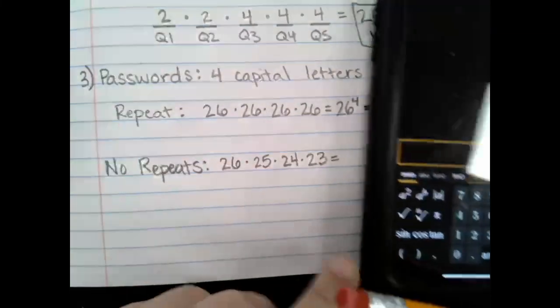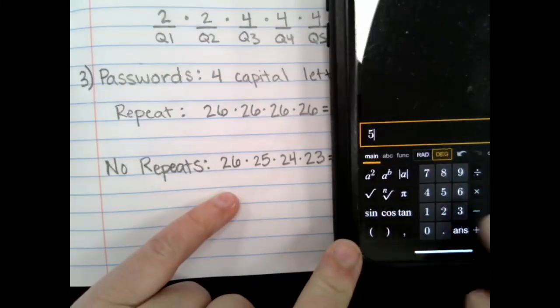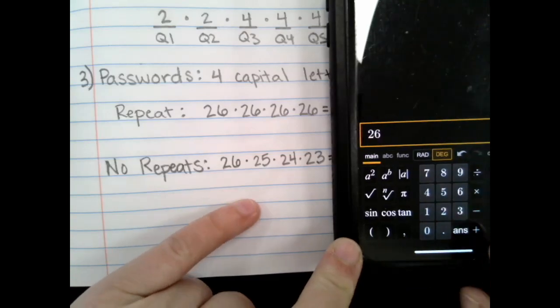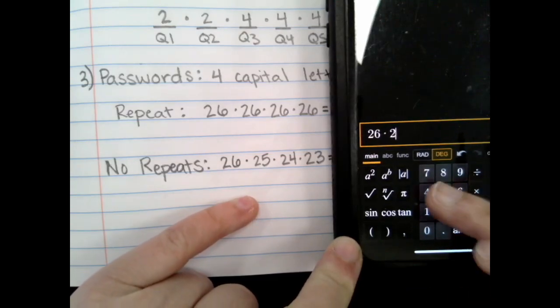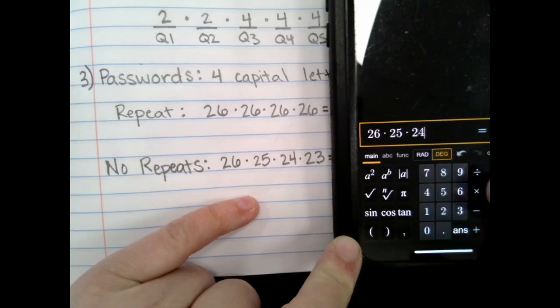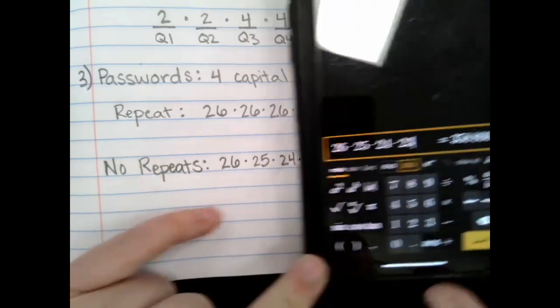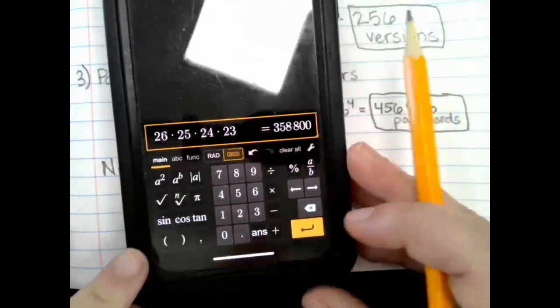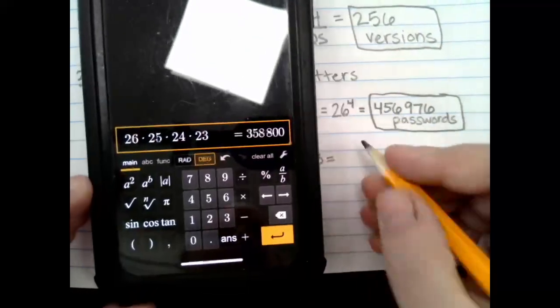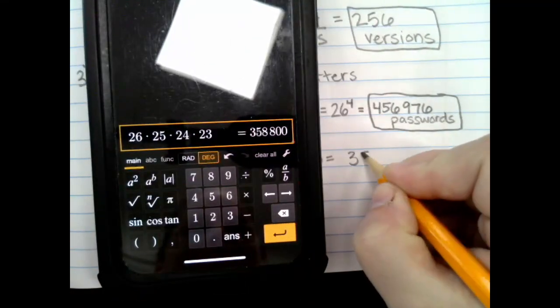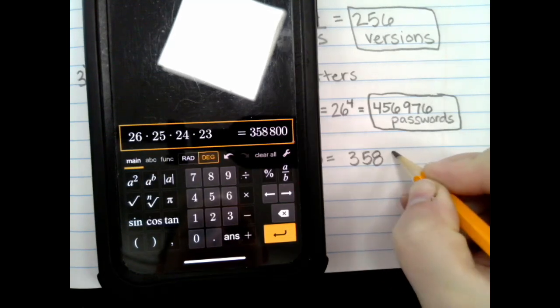A, B. All right, so 26 times 25 times 24 times 23. And we just did it 4 times because we're doing 4 letters. And yep, we get less. 358,800.